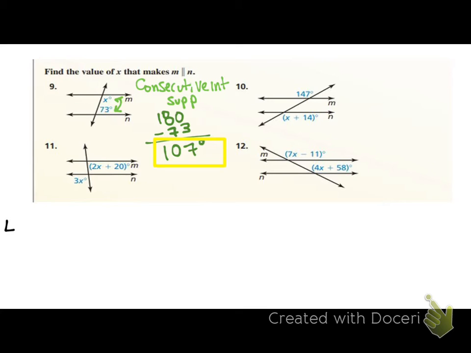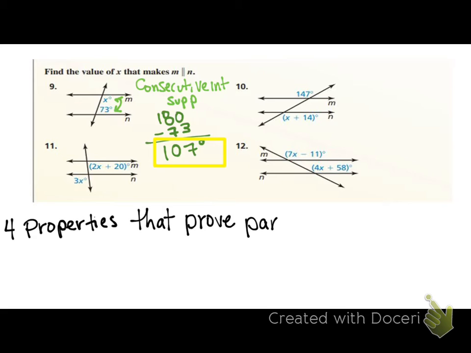So at the top, I would just use the big blank section above. This is from 3.3, which we learned about the properties that prove that lines are parallel. There are 4 of them. We'll take note about them. 4 properties that prove parallel lines.